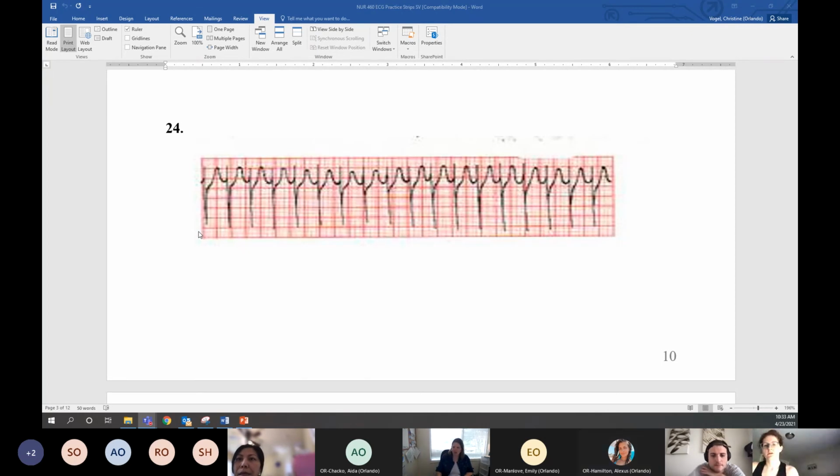180? Woo, boy, that's really up there. Okay, so a narrow QRS complex, really rapid, greater than 150, regular rhythm. Any guesses on this one? SVT. SVT, supraventricular tachycardia. Good, very good.